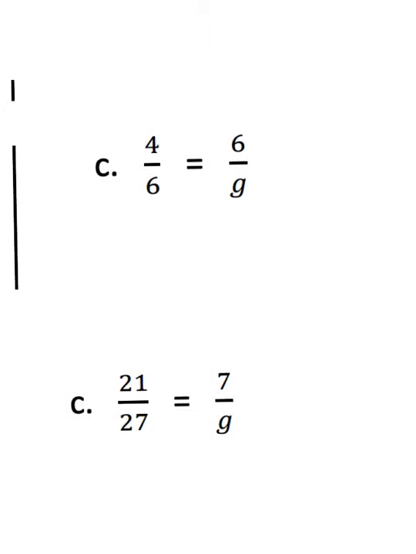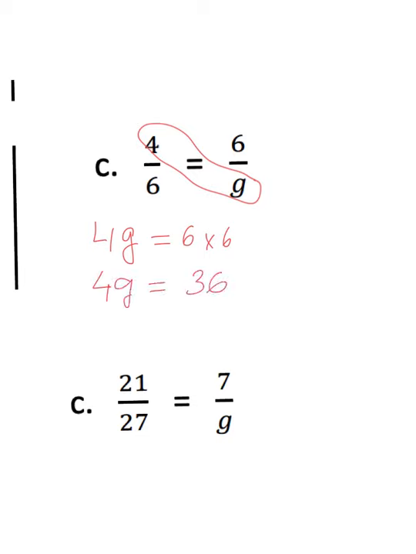For C, I have 4 over 6 equivalent to g over 6. I'm going to start with the one that has the variable g and 4. So we have 4 times g equal to 6 times 6, which is 36, right? 4g equals 36. You divide by 4 on both sides, your g will be 9, just 9.